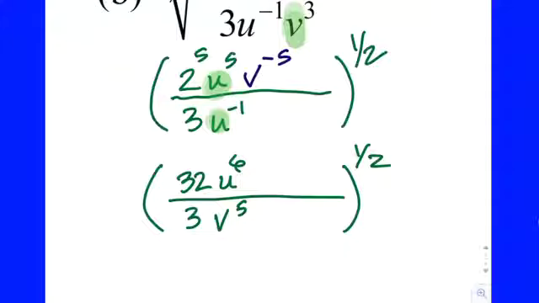Yep. Okay, so now on the inside we have one representative number, 32/3 if you will. They're co-prime, and we have one u and one v. So now it's time, if we haven't already, to do something with the 1/2. So we distribute it. Okay.